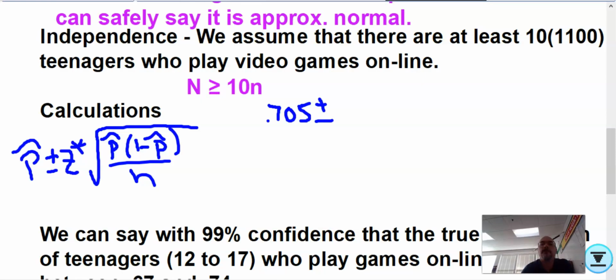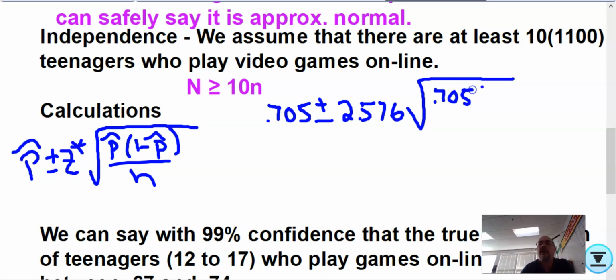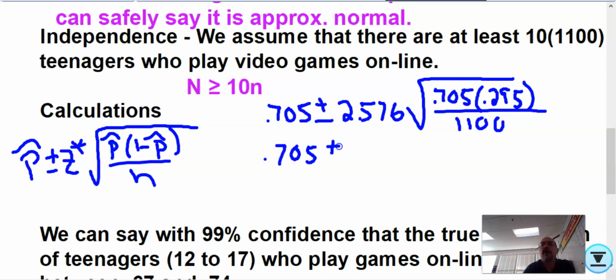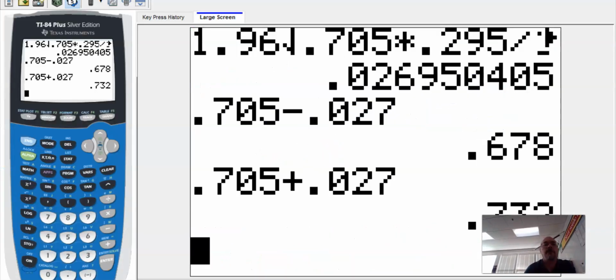So 2.576 times the square root of 0.705 times its complement. Its complement is 0.295, divided by the 1,100. Now I'm going to go ahead and find the margin of error.